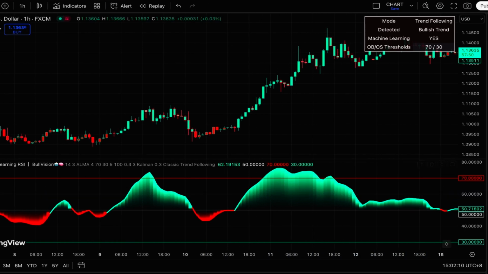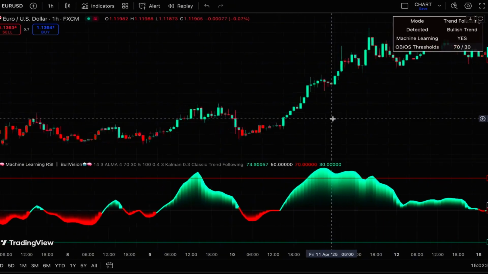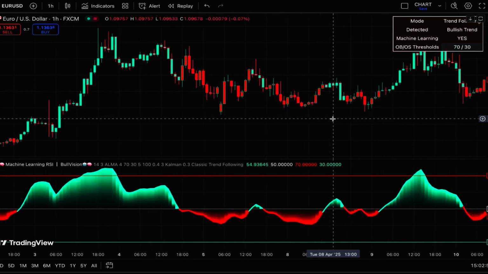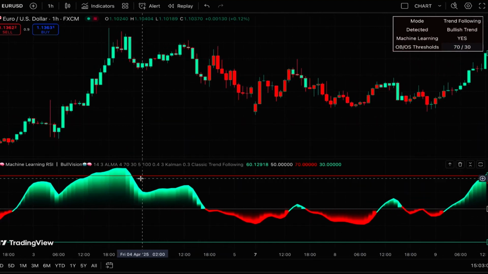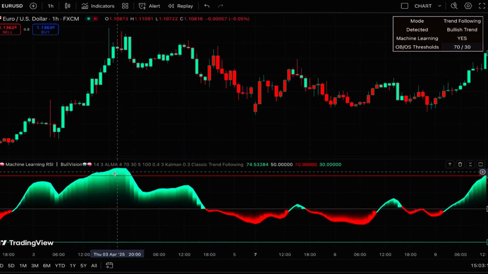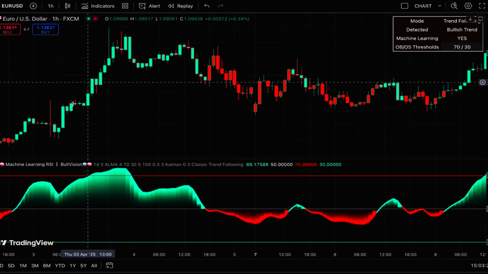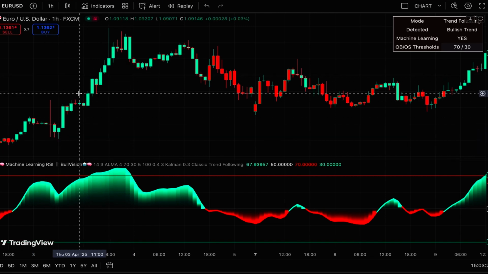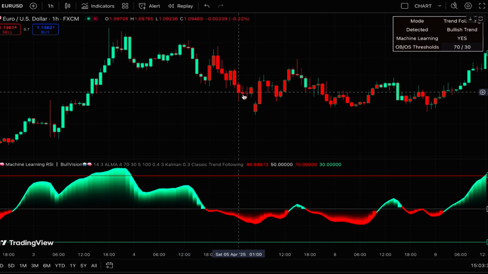RSI is scaled from 0 to 100, and we have three important levels in this range. We have the center line at 50, we have overbought at 70, and oversold at 30. And these levels help us to effectively analyze the market conditions. If the RSI line is above 70, like for example here, it is considered overbought, meaning that the prior advancing of the price is weakening. So a reversal of the price is expected to happen.